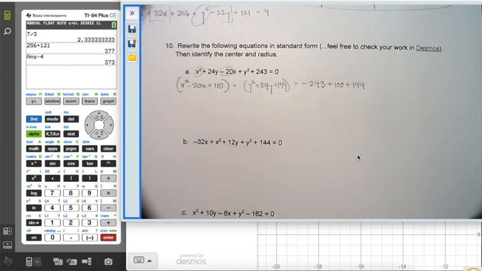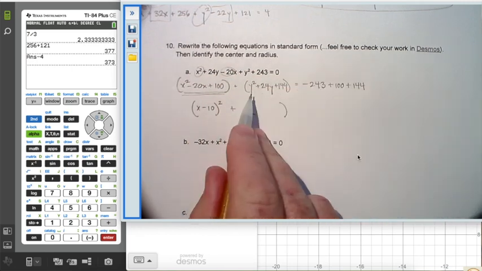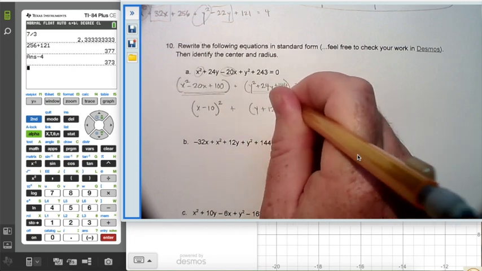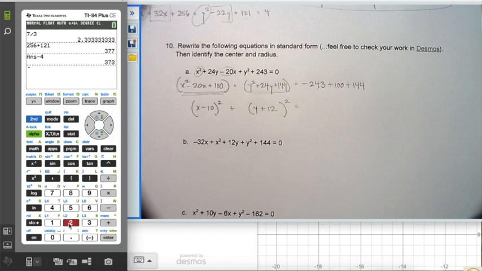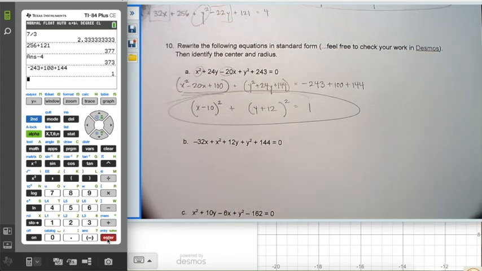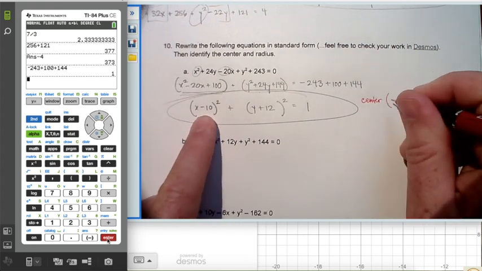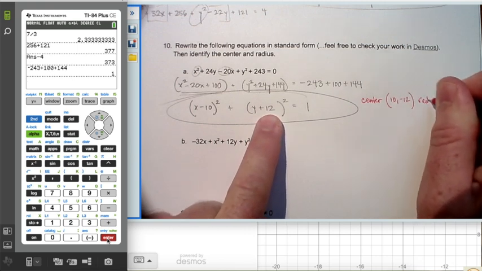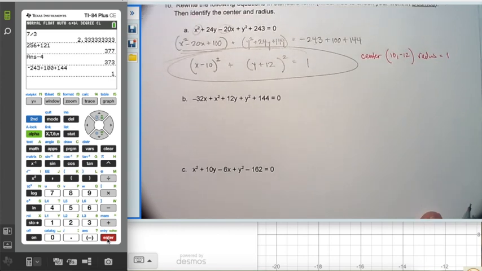All you got to do is rewrite these equations so that they're factored. Those x's, we specifically designed them to factor cleanly into x minus 10 squared. The y terms are going to factor really cleanly into y plus 12 squared. And then you just have to figure out what all those constants are on the right-hand side. What's negative 243 plus 100 plus 144? Oh, it's 1. That's cute. So there you go. That's standard form. And from standard form, you can see pretty quickly that the center is just going to be at positive 10, negative 12, and the radius should be the square root of 1, which is just 1. Done. Let's do it again.